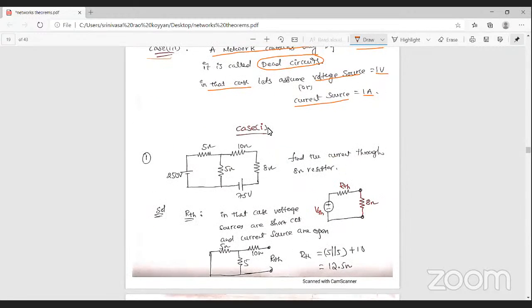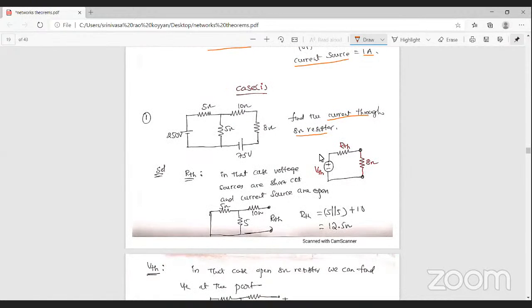So let us consider a case 1 problem here. A network is given, and we need to find the current passing through the 8 ohm resistance using Thevenin's theorem. Here you can observe the Thevenin's equivalent circuit, that is, a Thevenin's voltage source in series with Thevenin's resistance. So first find the Thevenin's voltage and Thevenin's resistance, put in these values, and then you can find the current passing through the 8 ohm resistance.